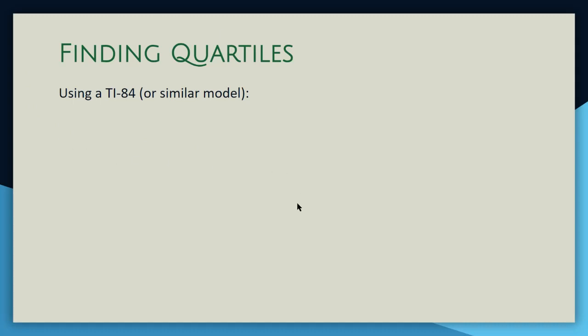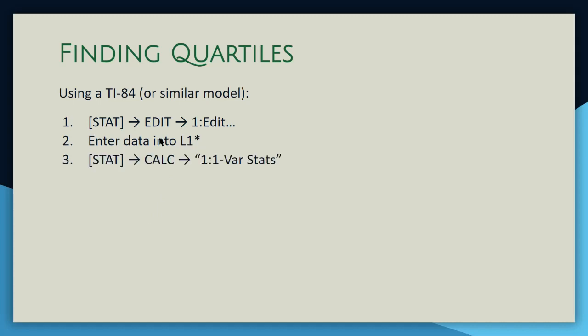So if you're on an 84 or a similar model, the first thing you're going to do is put that data in a list. So to access lists, you're going to press the Stat button. And in the Edit menu, you'll see a couple of menus along the top of your screen. You want to select one, Edit. And then you're going to enter your data into that very first list, L1. Once your data is in L1, you press Stat again, and you're going to move over one to the Calc menu and select one var stats.